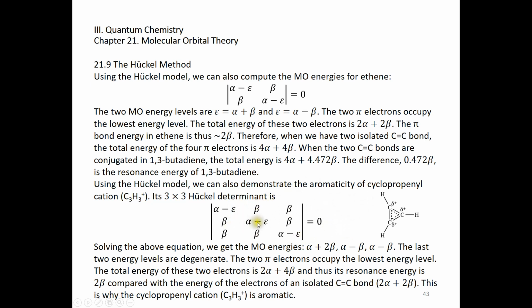Solving this equation is doable. It's just a 3x3 determinant, so you can use this term times this term times this term, and then you can use beta times this beta, and then finally beta times this beta. You get 3 positive terms.